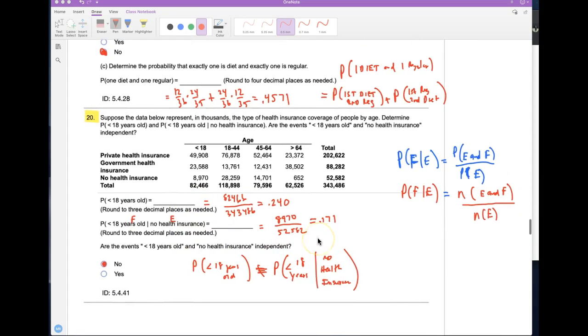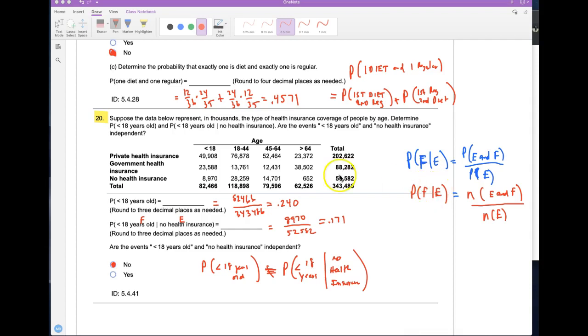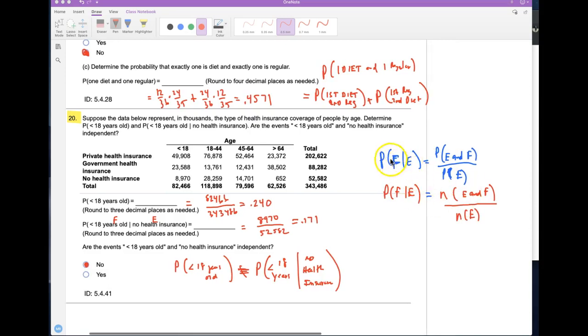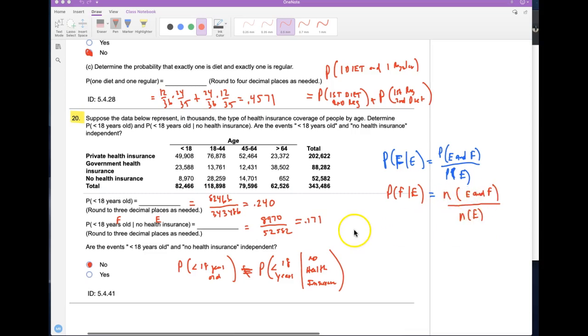Now let's take a look at the second situation. It's calculating conditional probabilities when you have a table of values, when you have these different values here. And so here are the formulas we used earlier. The probability of F given E is the probability of E and F divided by the probability of E. The second formula is where if we have the numbers instead of probabilities, the probability of F given E is the frequency of E and F divided by the frequency of E. N again stands for the number or the frequency of these situations.